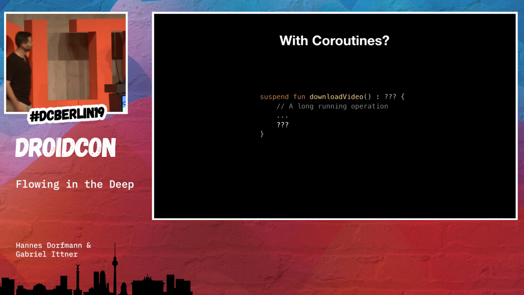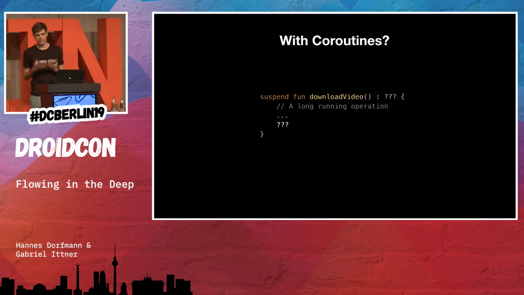Gabriel? So suspending functions themselves don't only return a single value. So we can't just do what we did on the slide and add a suspend, and it will magically work like before. So the answer to that is flow, but instead of just putting it there, instead of the question marks, we will take a step back and go there step by step.